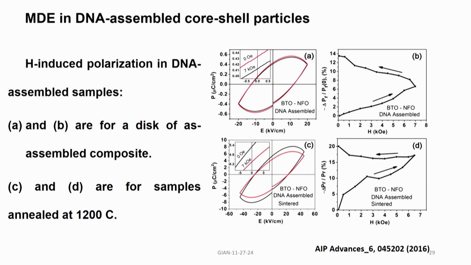We also sintered these disks at higher temperature. The sintering, we thought, will give better compaction and a larger magnetic field induced polarization. We were somewhat correct. Here the maximum value is 20%, versus 14%. So after sintering the disk, there is an enhancement up to 20%. That's all.